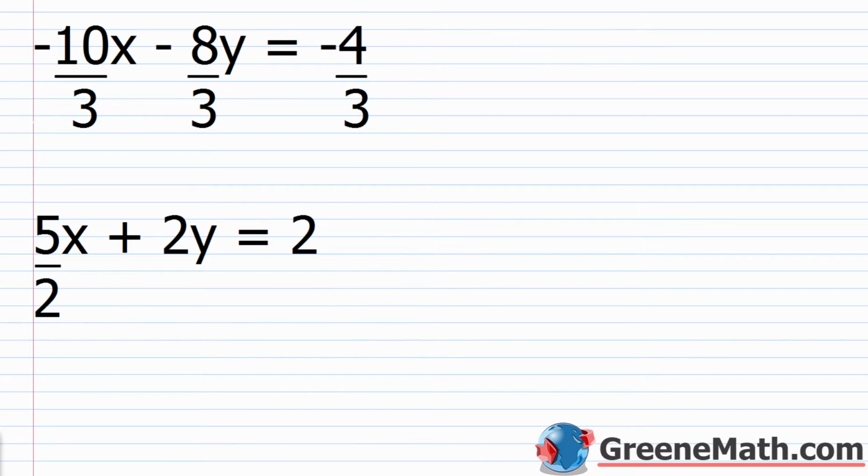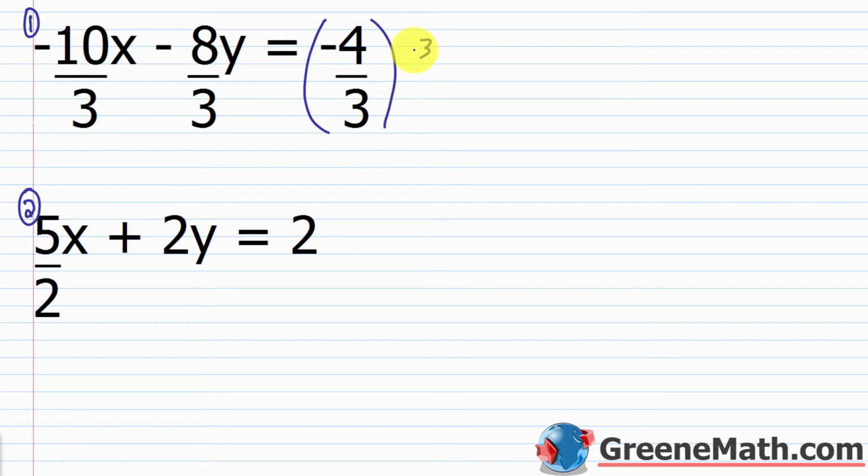Let's take a look at another one. So we have negative 10/3 x minus 8/3 y is equal to negative 4/3. And then we have 5/2 x plus 2y equals 2. So I'm going to label this as equation 1, and I'm going to label this as equation 2. So what do I want to do here to start? Well, I can multiply both sides of this equation by 3 just to make it cleaner. So if I do that, all the denominators would cancel, right?